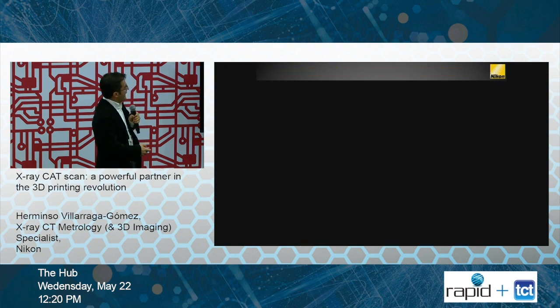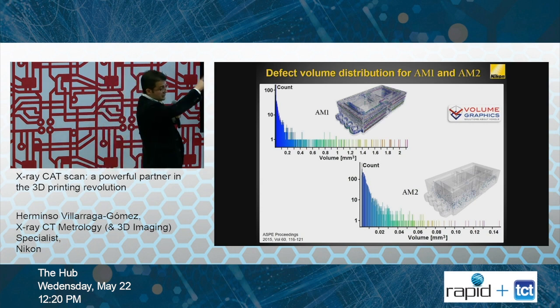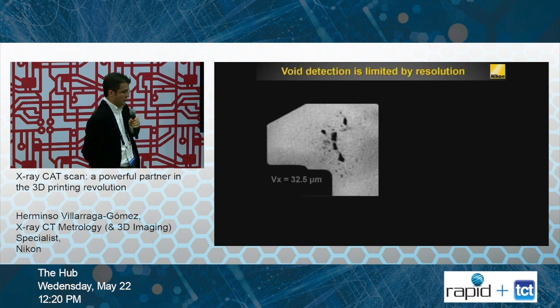Oh, and the porosity calculation. By the way, I am using Volume Graphics for these calculations, which is a software that is almost standard for doing these computations. So you have the porosity map for process 1 and process 2. You can compare and choose which one is a better process for you.